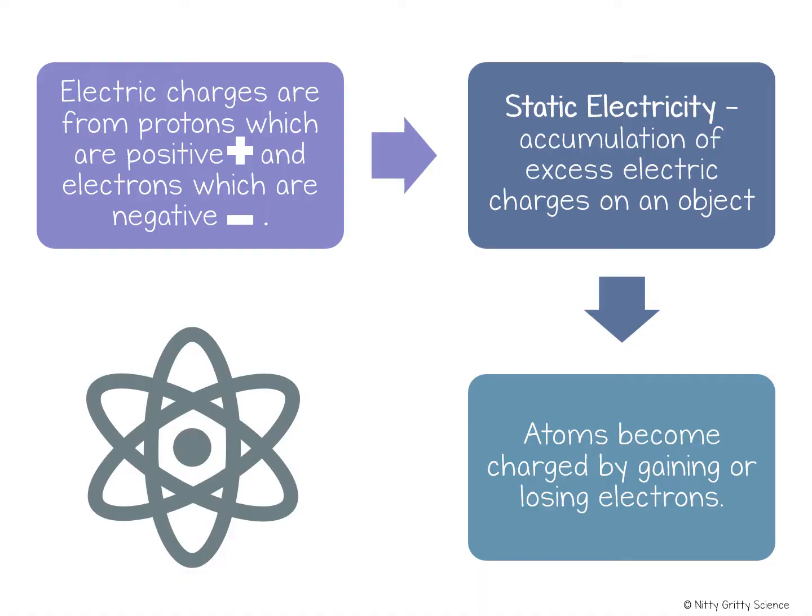Electricity. Have you ever walked across a carpeted floor and then touched a metal doorknob, resulting in an electric shock? Why did that happen? Well, the answer has to do with electric charges. Atoms contain particles called protons, neutrons, and electrons. Protons and electrons have electric charge, and neutrons are neutral or have no electric charge.